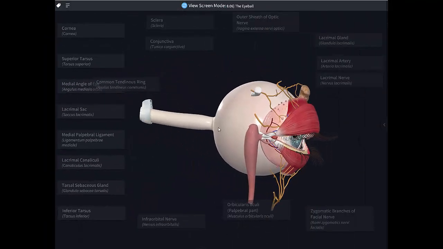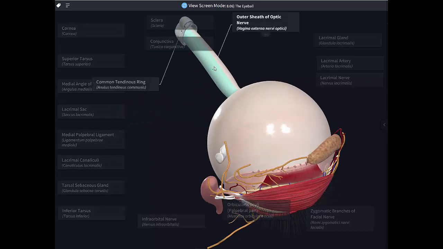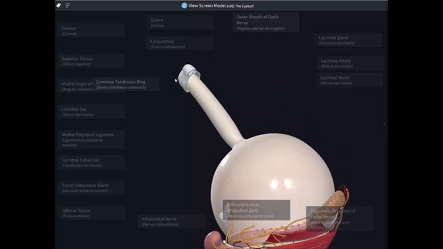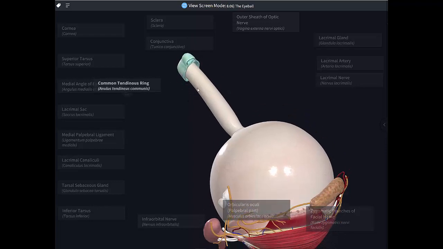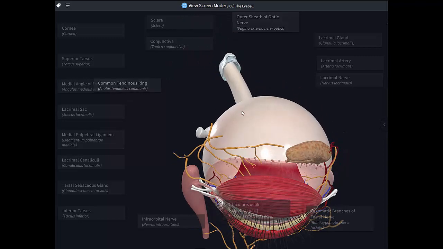So if you look at the eyeball from laterally, we can see that it's continuous here with the outer sheath of the optic nerve. Specifically, what is continuous with it? It's actually the outer fibrous layer of the eyeball itself. You can also see back here the common tendinous ring, which is also called the annulus of Zinn, which forms an important attachment site for many of the extraocular muscles that will move the eyeball.